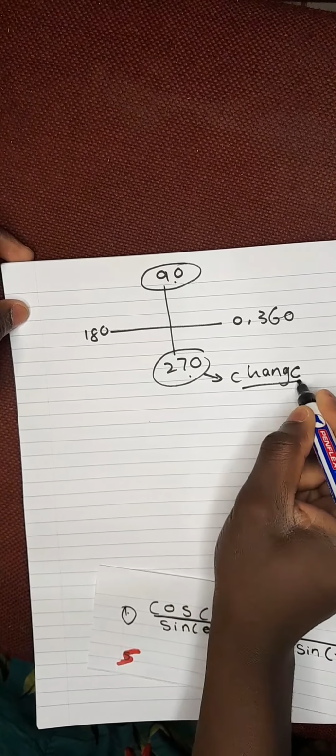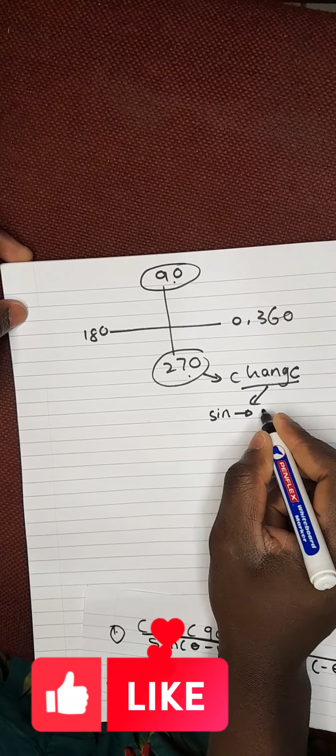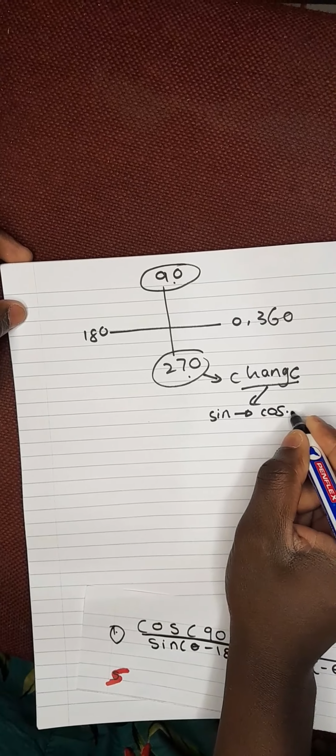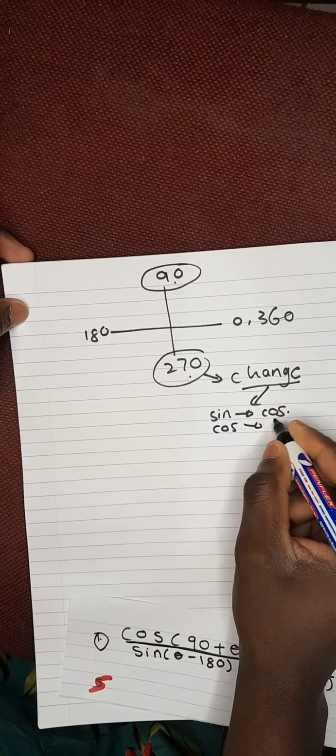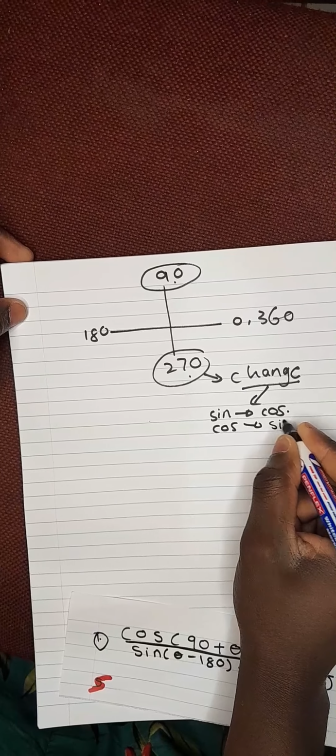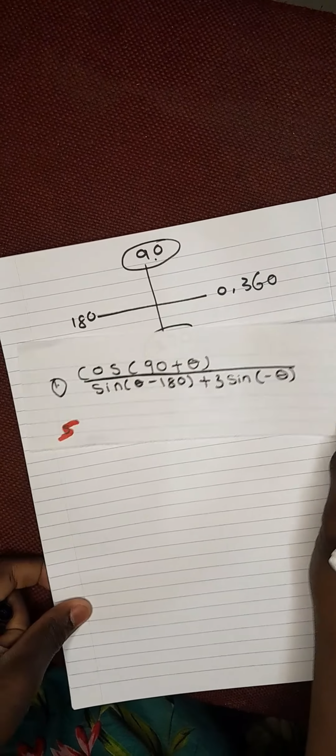So what do I mean when I say change? When I say change, I mean whenever you see sine, you have to write cos. Whenever you see cos, you should write sine. Like in this example, we have this.